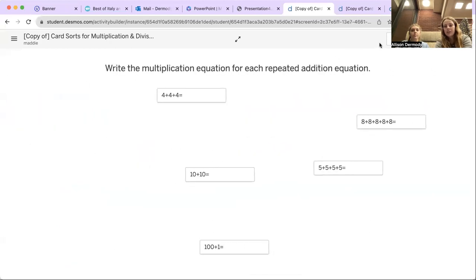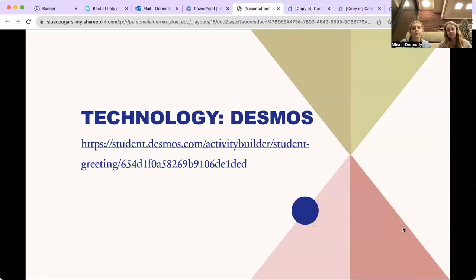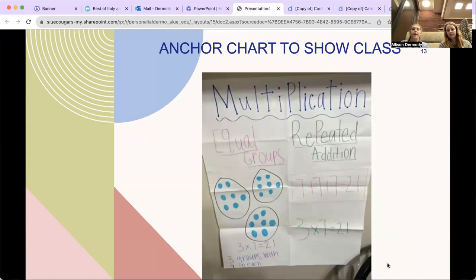The last readiness level is for students who are ready to solve repeated addition equations and turn them into multiplication equations. So these students are going to work one-on-one or in small groups with the teacher, and they're going to be given specific repeated addition equations. They're going to work to solve that and then also write the multiplication equation that goes with it. Next we just have an anchor chart that we could have in the classroom for the students to look at, so they have some examples of what to do.